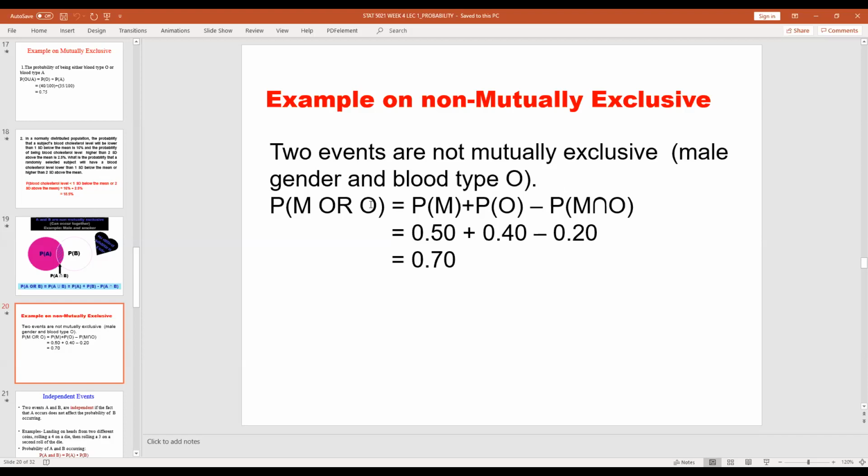Somebody can be male, and we have people that belong to blood group O, and we can have a situation whereby a male belongs to blood group O. That is not mutually exclusive. I'm going to say that again. The event of male can occur separately, the event of belonging to blood group O can occur separately, and the event of being a male and belonging to blood group O can also occur. So in that situation, this is what I'm going to use. Now the question is, what is going to be the probability of male?